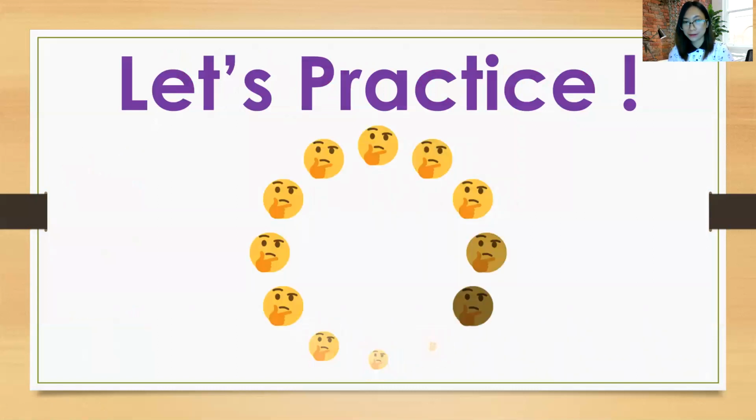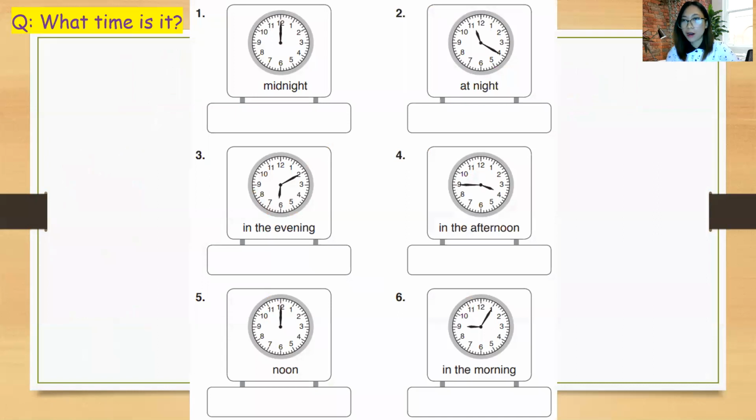Let's practice. Okay, we have our 6 clocks here. Let's guess the time. What time is it? Number 1. What time is it? Can you guess? Okay. Very good. It's 0 hours.